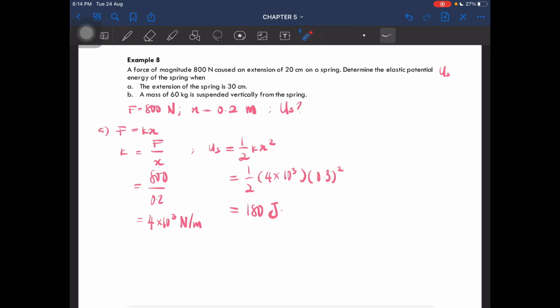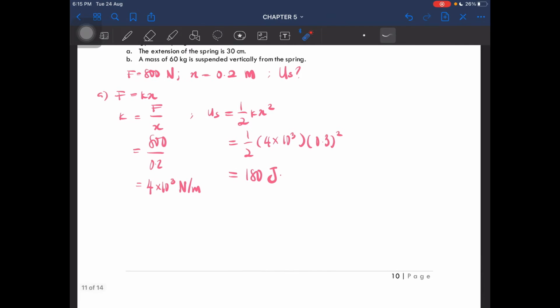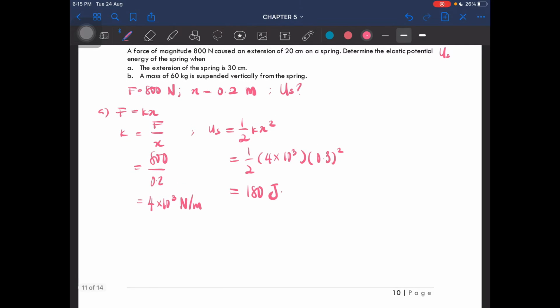Okay. So for this one, the spring constant, as the name says, is constant. If the extension keeps on changing, the spring constant K here will be constant. So that's why we can find the value of K using just the information here. Okay. Alright, next question B.